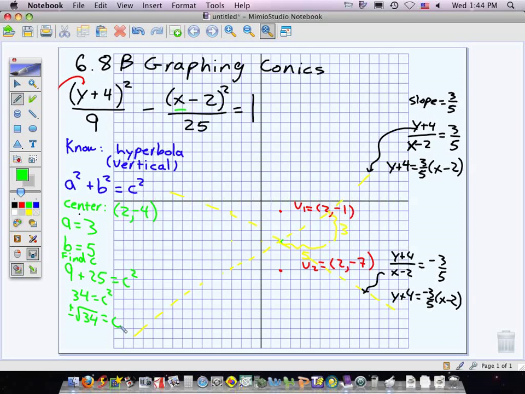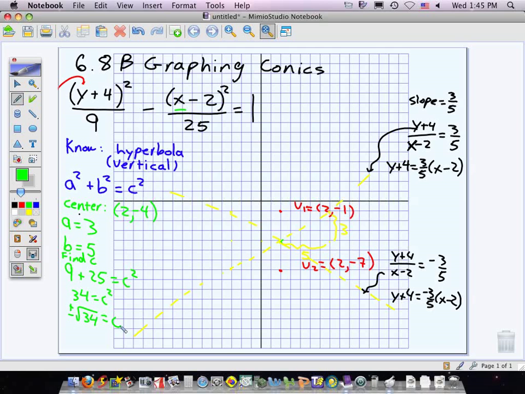So now if you're thinking of it, what you're doing on the graph though, sometimes it's useful to think of the plus and minus part. So from the center, you're going to add the square root of 34 to get one of your foci. And from the center, you're going to subtract the square root of 34 to get your other focus. Square root of 34 is pretty close to what? Yeah, it's pretty close to 6.